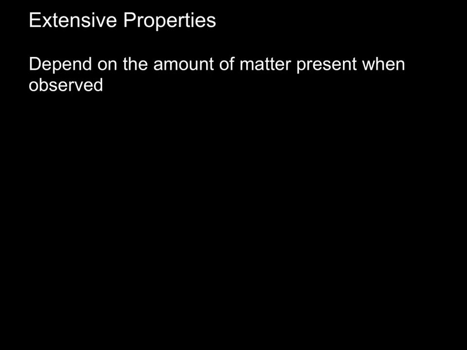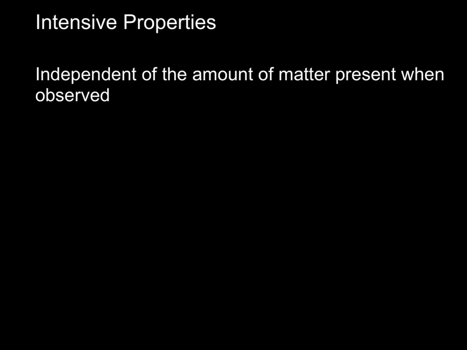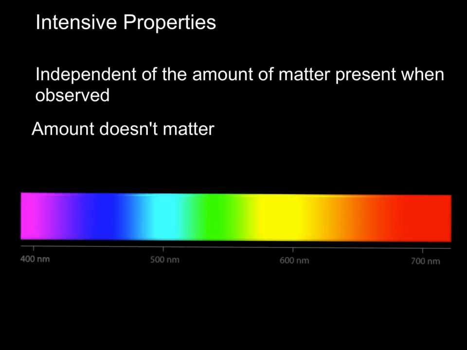The first thing we need to look at when talking about matter are intensive and extensive properties. All matter has these, and they are defined as such. Extensive properties depend on the amount of matter present when observed. Some examples are mass, volume, and length. These all change based on how much matter we have. On the other hand, intensive properties are independent of the amount of matter present when observed. They are the same regardless of how much matter you have. A great example of this is color. Color never changes if you have the same substance, regardless of how much of the substance you have.